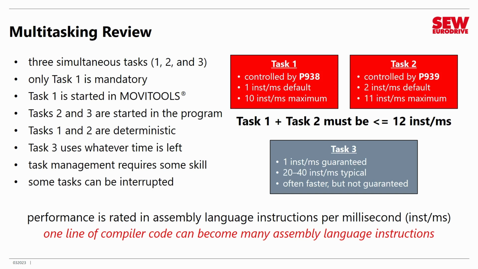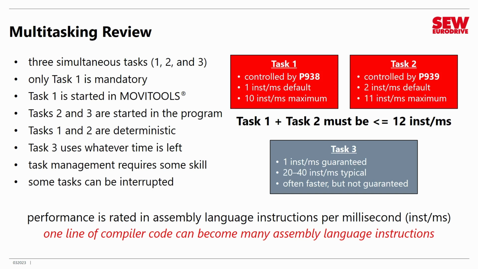So I thought it would be a good idea just to review some of the key ideas of multitasking. Of course, I've covered a few of my points already. We talked about what task number 1 is and how it's started in Movie Tools. Tasks numbers 2 and 3 are started in the program, and we're going to learn a function call that you use to activate or deactivate tasks 2 or 3 or both. Just a quick review of how those tasks work.